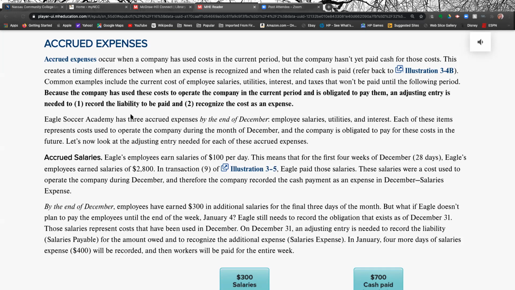What's an accrued expense? It's an expense that has been incurred, but it hasn't been recorded, right? And in this example, they're giving us three: salaries, utilities, and interest. And notice what they say here. Each of these items represents costs used to operate the company during the month of December.